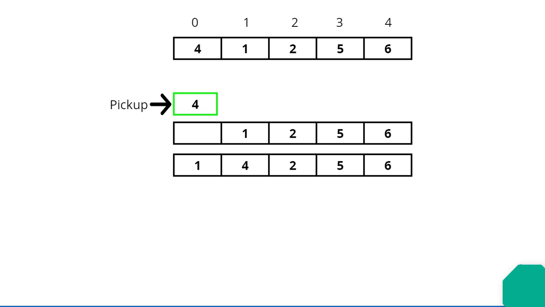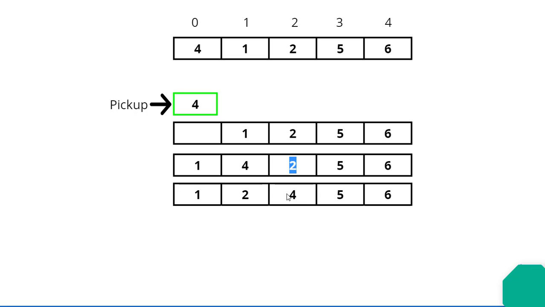Now comparing 4 with 2. Okay, so 2 is less than 4, so again swap. Now again compare 4 with 5, but 5 is greater than 4, so there is no need to swap. Also there is no need to check 5 and 6 because 6 is already sorted. Okay, so let's see the algorithm.